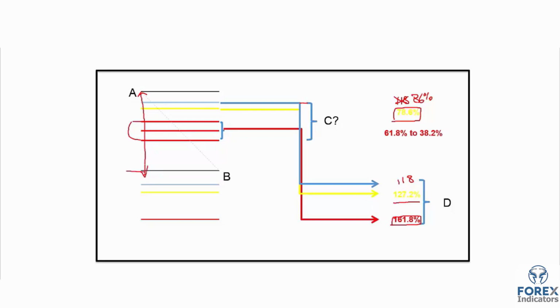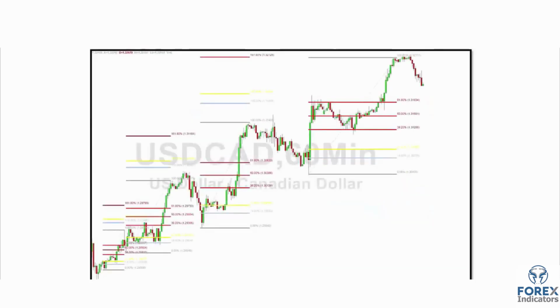and then we take 61.8 and add it, and that gives you the 161.8. 27.2% gives you the 127. If you add 27.2% of that distance from A to B down here, and then 18% for the 118. All of these are Fibonacci levels and ratios, and they work very, very well in the Forex market. Let's show you some examples of this, how it looks.